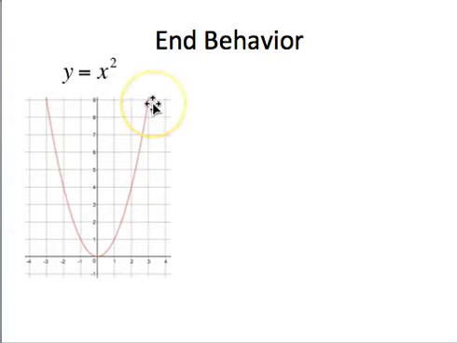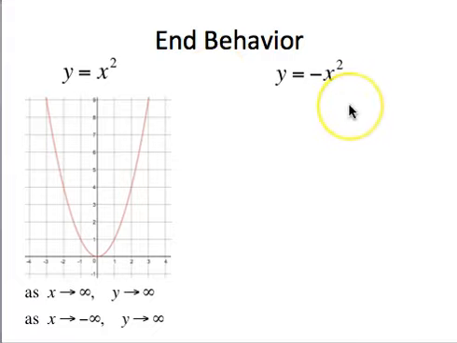And what we say is, as x approaches infinity, y is approaching positive infinity. As x approaches negative infinity, y approaches positive infinity. Now how does that change if we change the coefficient? So right now this is y equals positive 1x squared. What if I had y equals negative 1x squared?